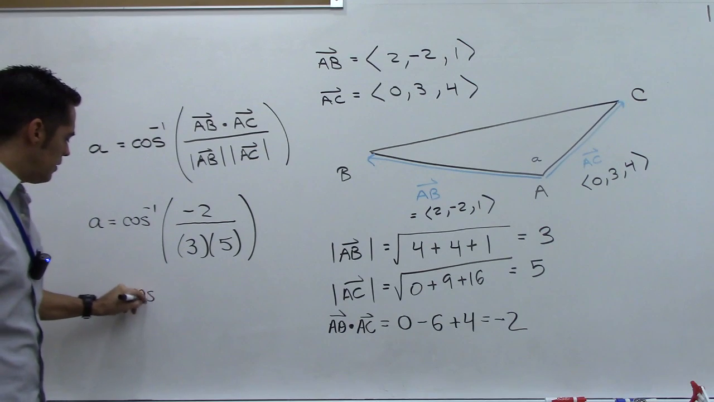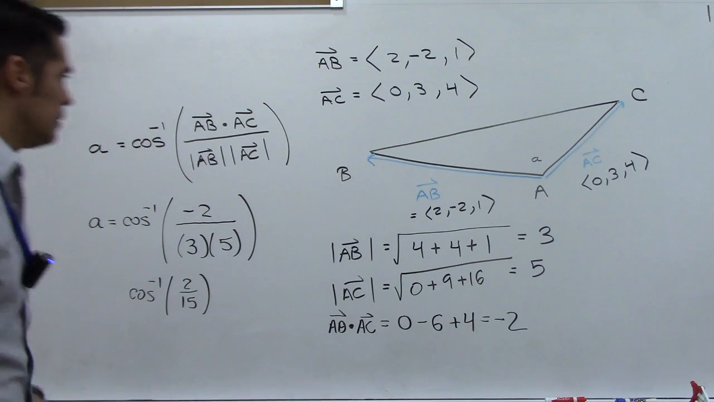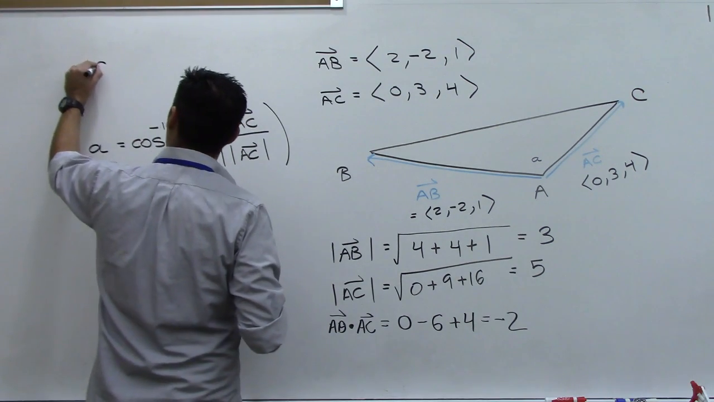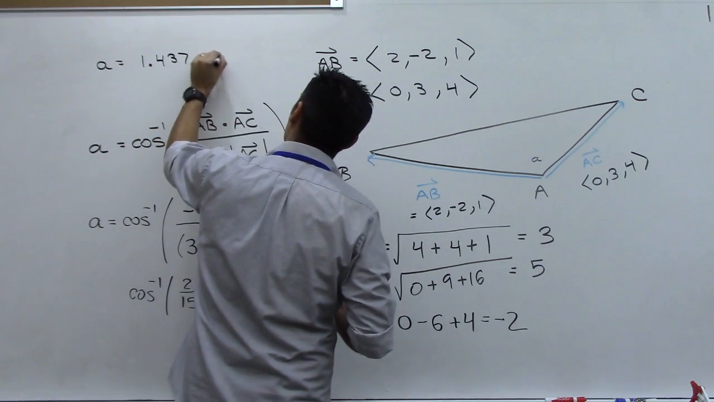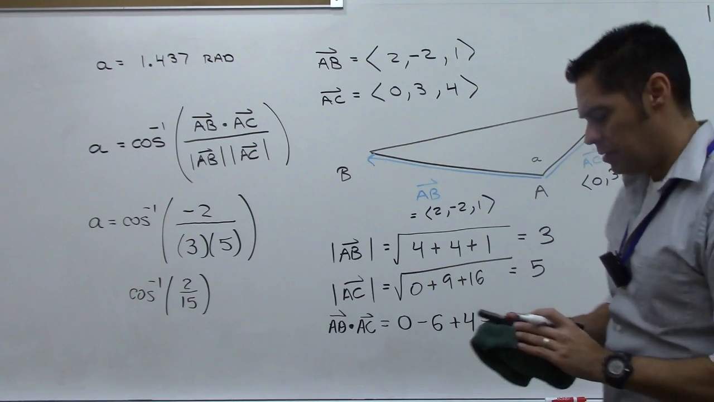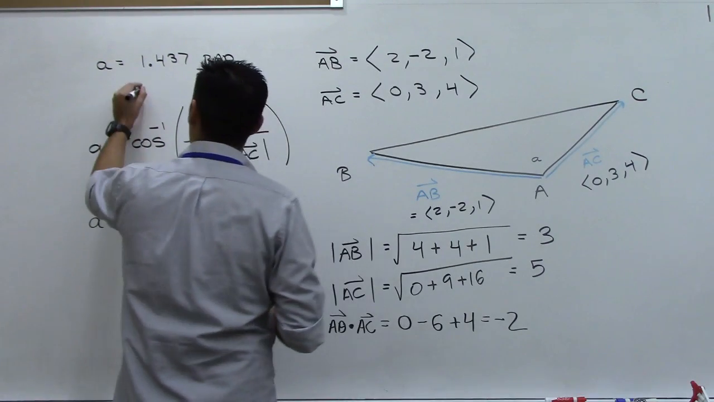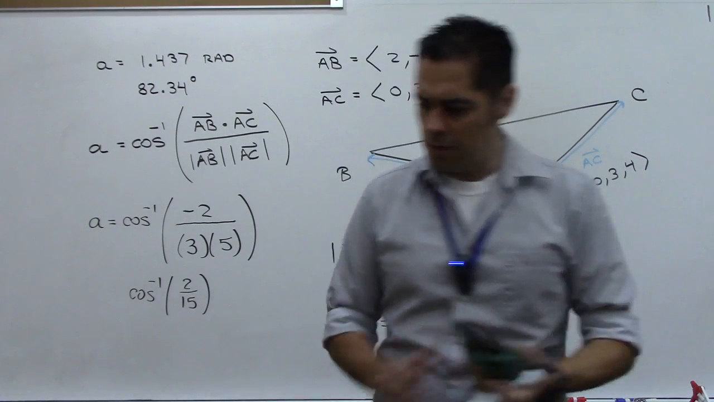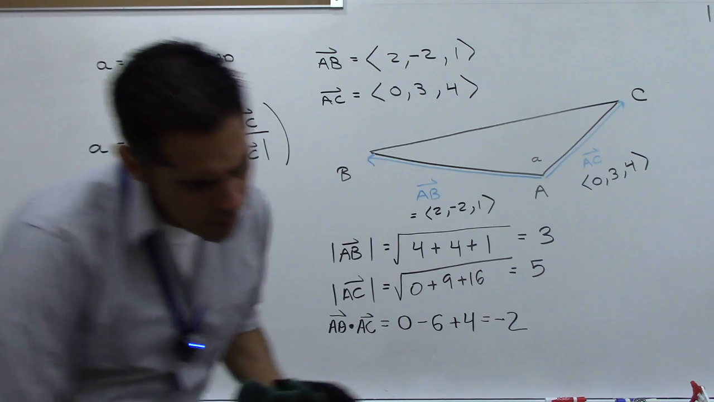And so this is cosine inverse of 2/15. So I get my calculator out again. 2/15, I take the inverse cosine of that, and I get that this angle A is equal to 1.437 radians. And did they want it in degrees? Yes, in degrees. So times 180 divided by pi is 82.34 degrees. And they want it to the nearest degree, so I'm thinking they're going to want you to put 82 degrees. Let's see, what number was this? This was number 18.